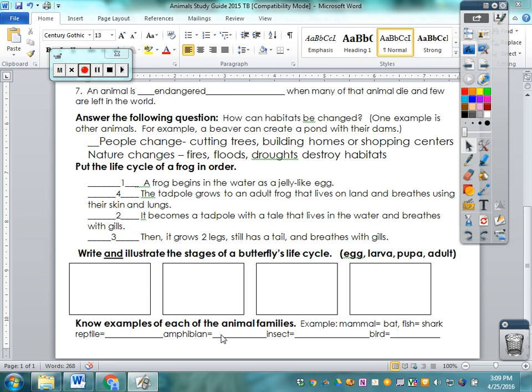Amphibian, frogs, and newts, that kind of thing. Insects, bee, a butterfly, a ladybug, a bird, penguins, and robins, which is different birds that we've talked about. So just thinking about examples of each of the animal families.